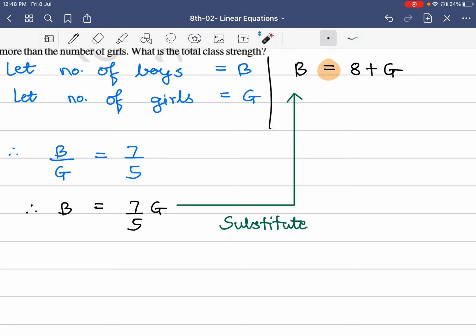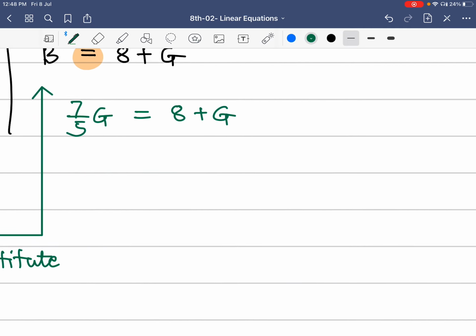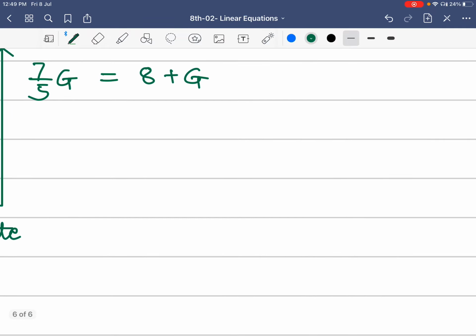Okay, so this thing B is equal to 7/5 G, I'm going to substitute here. So I'm going to get 7/5 G is equal to 8 plus G. Now if you focus on this equation, you can see that it is a linear equation in one variable, and that variable is g. Thus we have now successfully formed our equation in a single variable. All we have to do now is try to solve it.